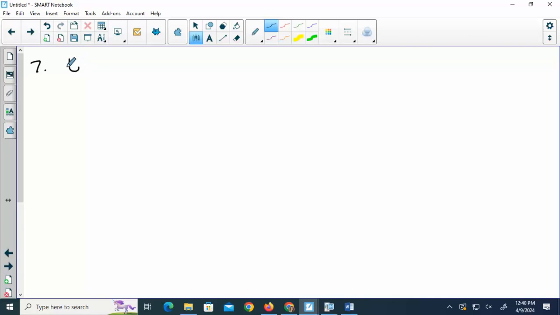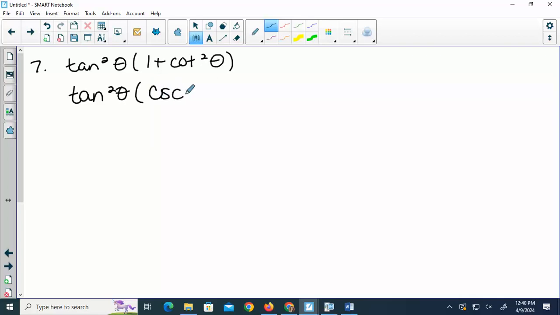Problem number 7. There are different options for working these. I always check to see, are there any obvious identities to begin with? Okay, there's a Pythagorean identity. 1 plus cotangent squared is what? Cosecant squared.